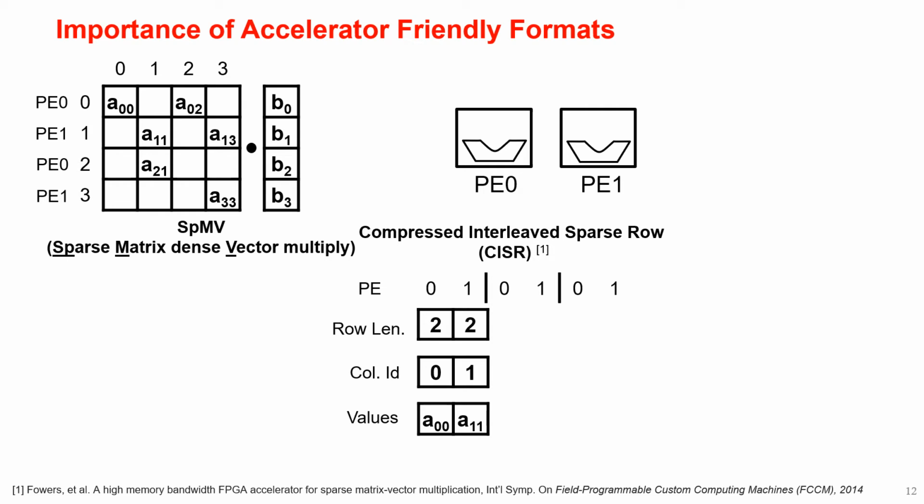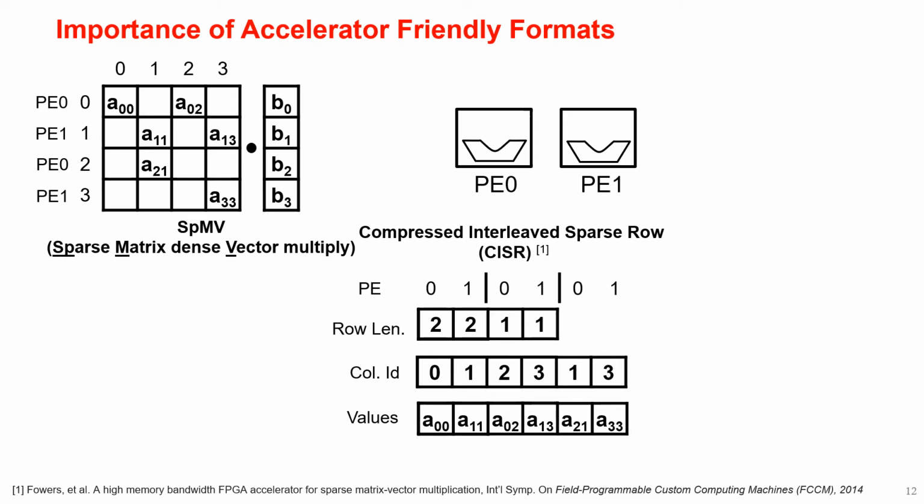For example, the first non-zero entries from PE0 and PE1 are A00 and A11, and hence these are assigned to the values array. The corresponding column indices are then written to the column ID array, and because row 0 and row 1 are the first two rows assigned to PE0 and PE1, the length of those rows is also written to the row length array. In the next step, the next available non-zero entries from PE0 and PE1, which are A02 and A13, are written to the values array, and the corresponding column indices are written to the column ID array.